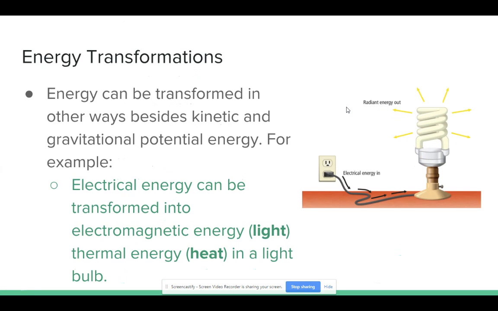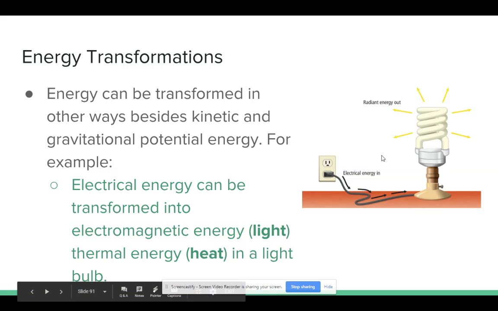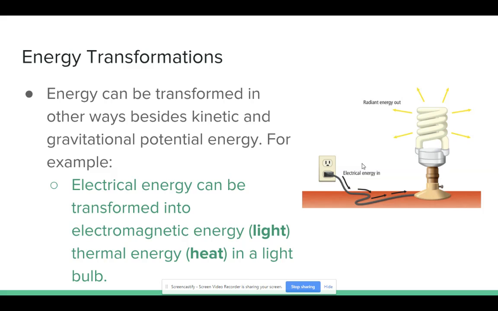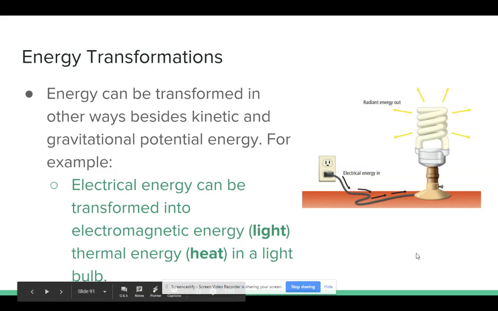So how do energy transformations work? Energy can be transformed in other ways besides kinetic and gravitational potential. Those are the main two we focus on. Those are the main two you're going to see on the test, kinetic and potential. But there are other transformations. So electrical energy can be transformed into electromagnetic, light, and thermal energy, heat. If you take a light bulb, plug it in, it gives off light and heat. It's turning electrical energy into light energy and heat energy.